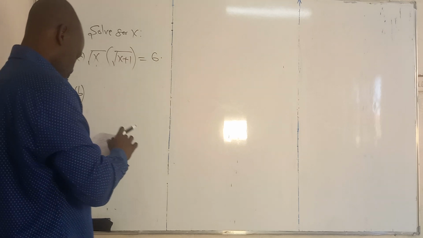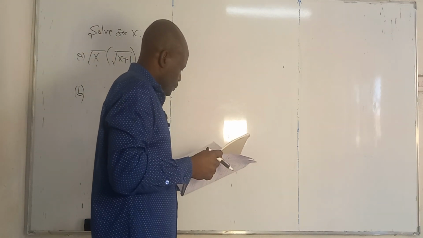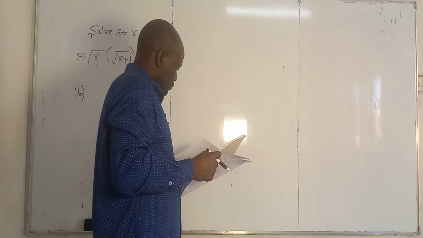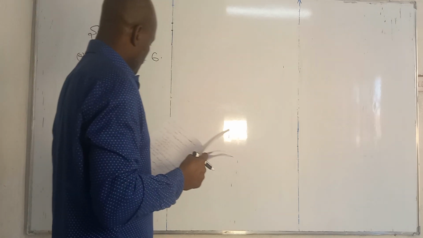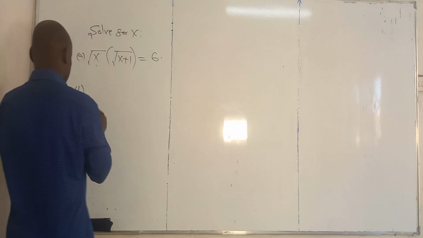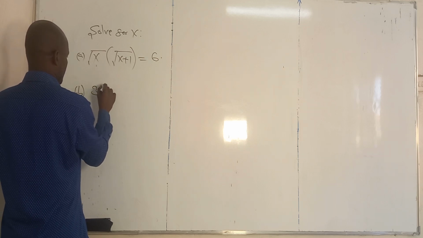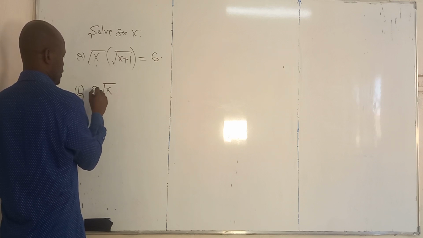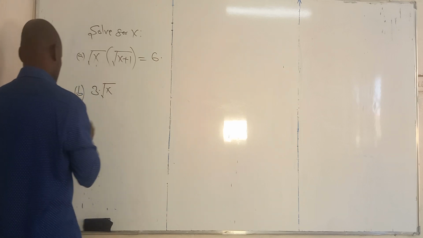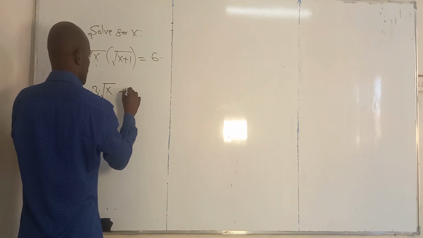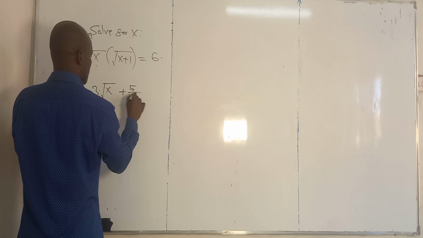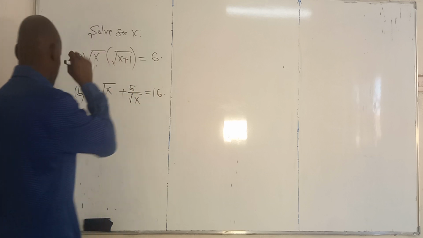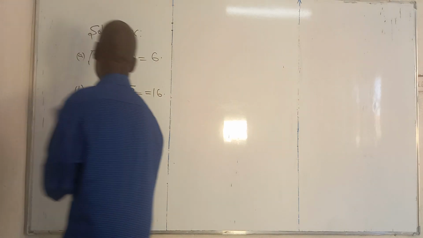We have 3 root x. Let's not read it as cube root of x. It is 3 root x plus 5 over root x is equal to 16. So those are the two questions.